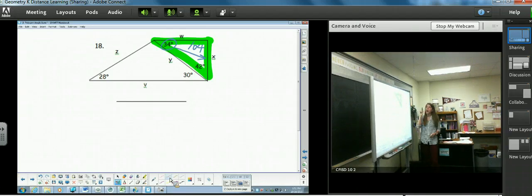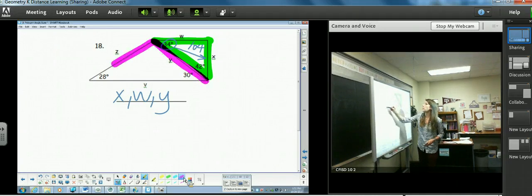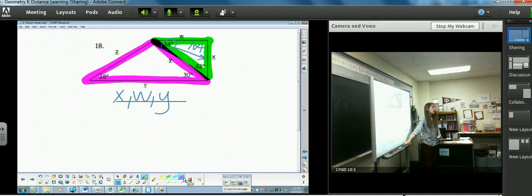What letter is across, not next to, across from the smallest angle? X. Woo! We have just located the smallest side. Yay. Medium side. W. Largest side of the green triangle. Y. Now we're going to move on to the purple triangle. And we're going to list his sides in order from smallest to greatest.